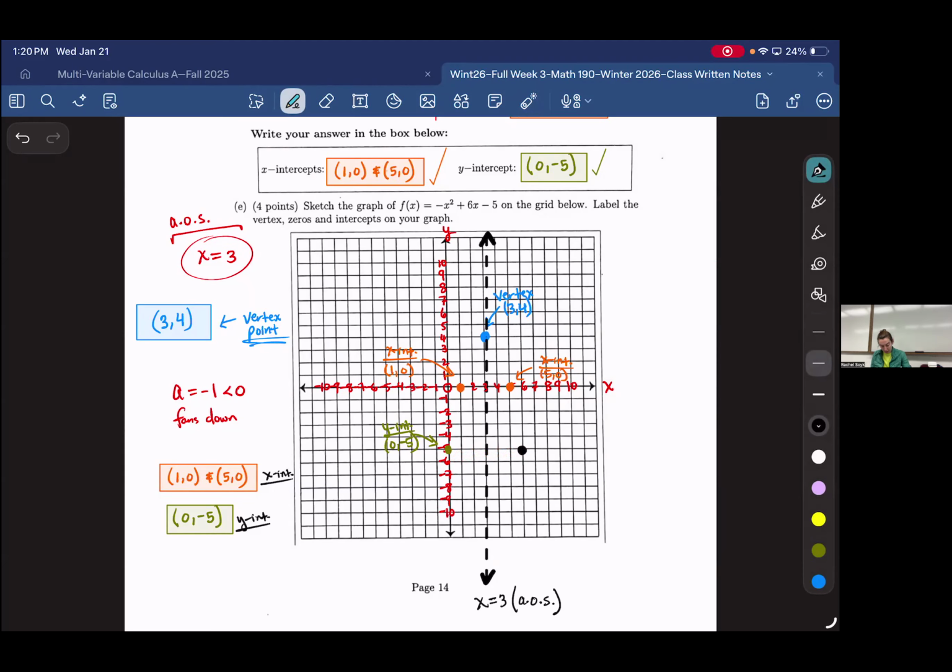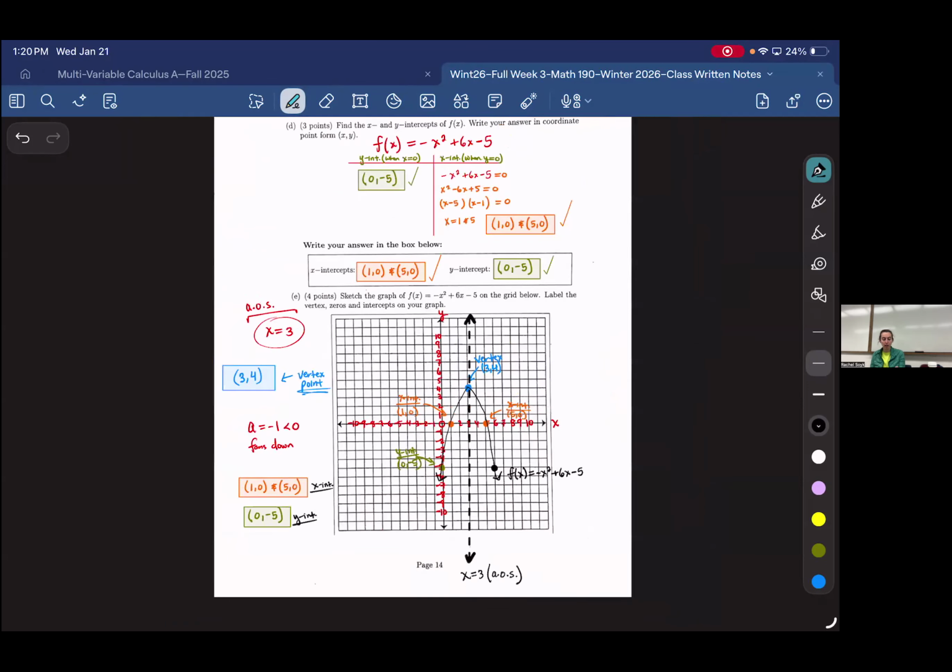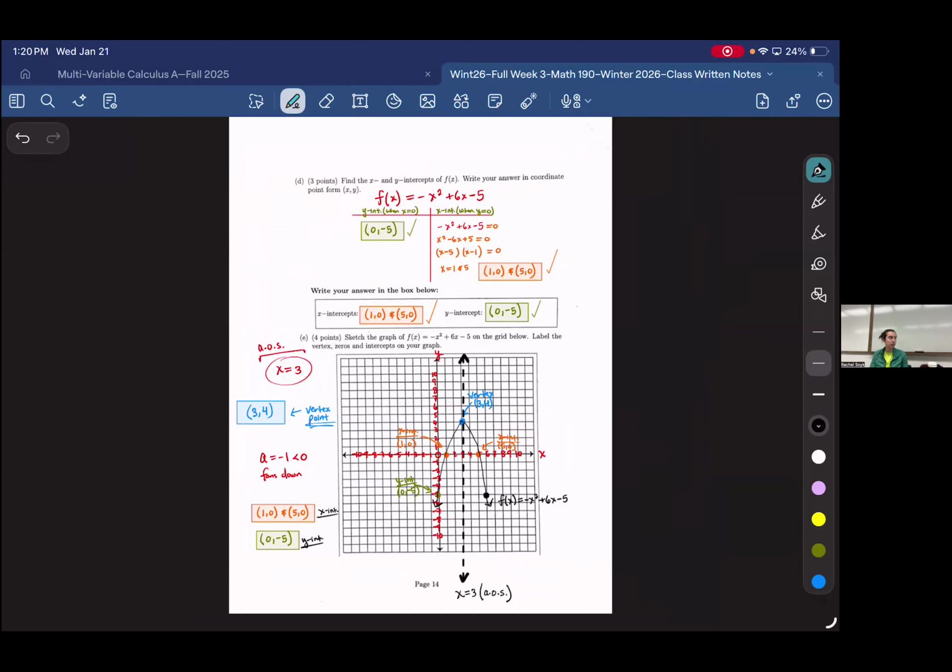And now we can just connect everything. So it's a nice parabola, so an upside down U. Make sure you're putting in arrows at the end. And last but not least, you want to label your function. So we have f of x is equal to negative x squared plus 6x minus 5. And that's it. That completes this question and the entirety of this sample final exam C.